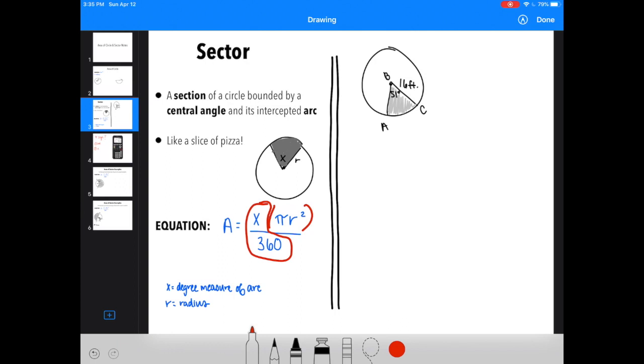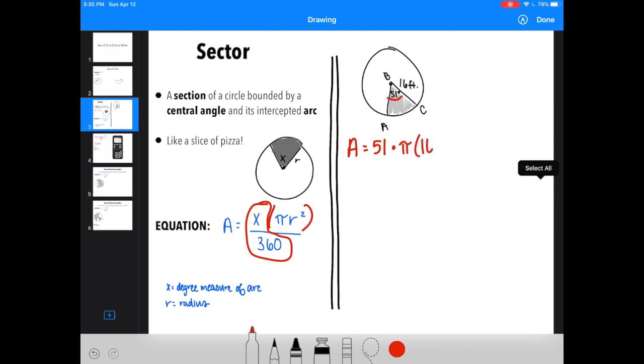So let's try and plug and chug and look at this. If I'm wanting to try to find the area of the shaded section, I'm going to have x is 51. It's my central angle multiplied by pi.